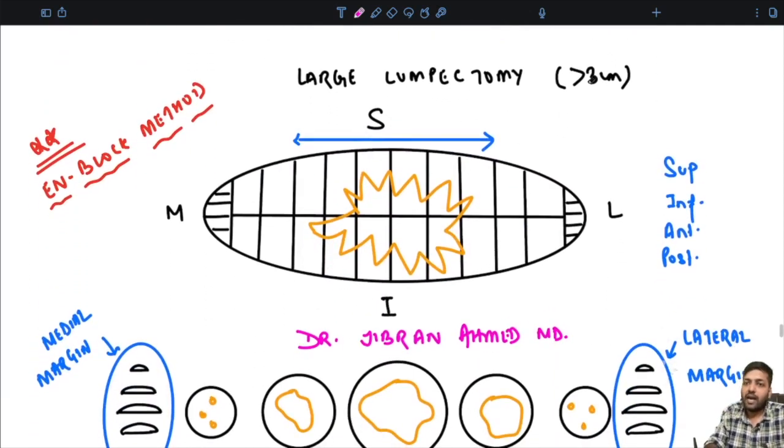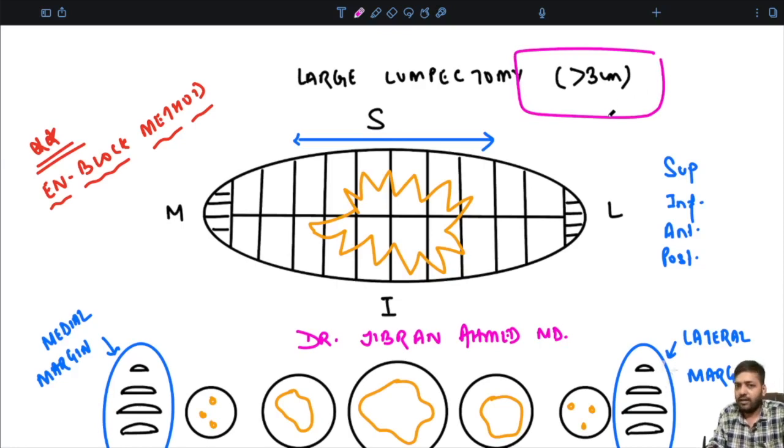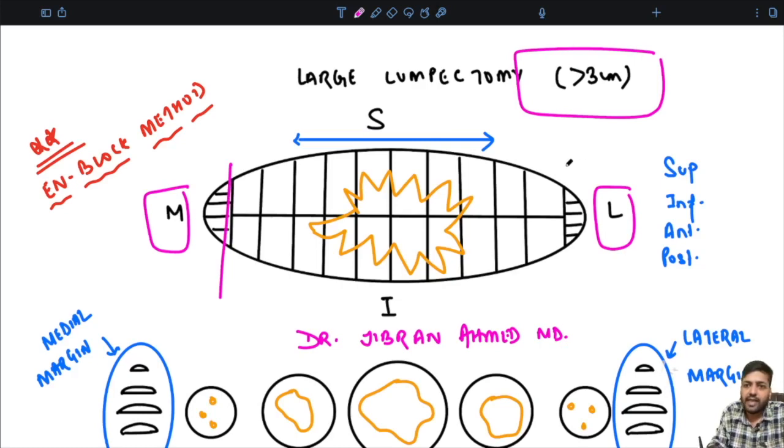And as I told you, for larger lumpectomy specimens measuring more than 3 centimeters in diameter, you go for the en bloc method. Now what do you do in the en bloc method? You cannot take everything, as this is such a big specimen. There is the medial margin and the lateral margin over here. We cut these margins individually in this fashion. They have been inked already and are individually cut and then submitted. The medial and lateral margins are submitted in the exact same way that you have seen.